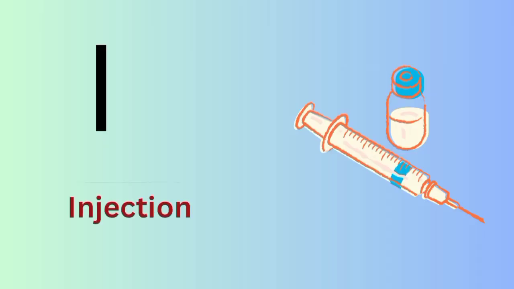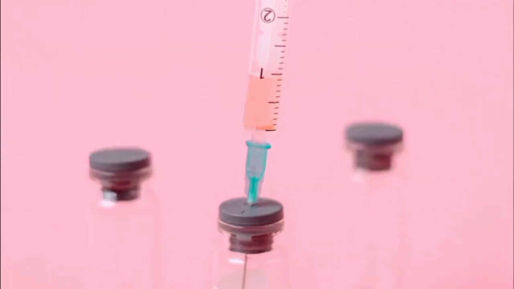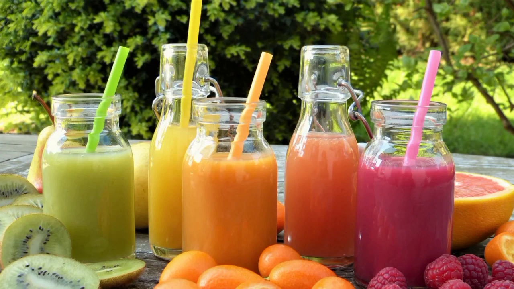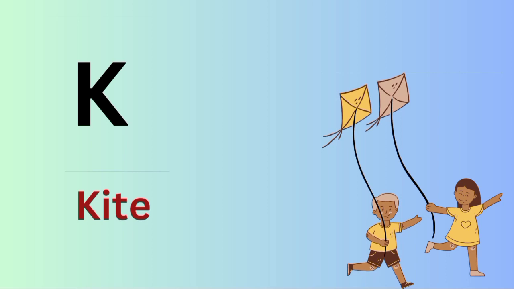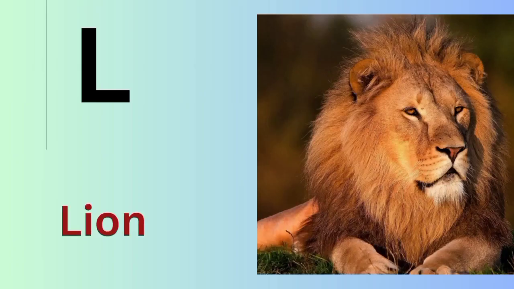I for injection. J for juice. K for kite. L for lion.